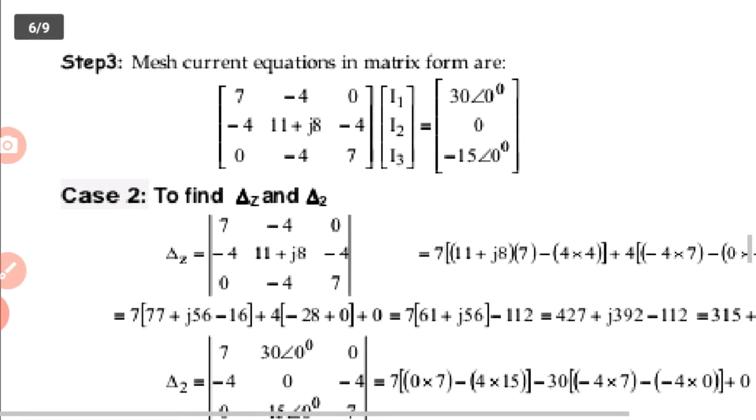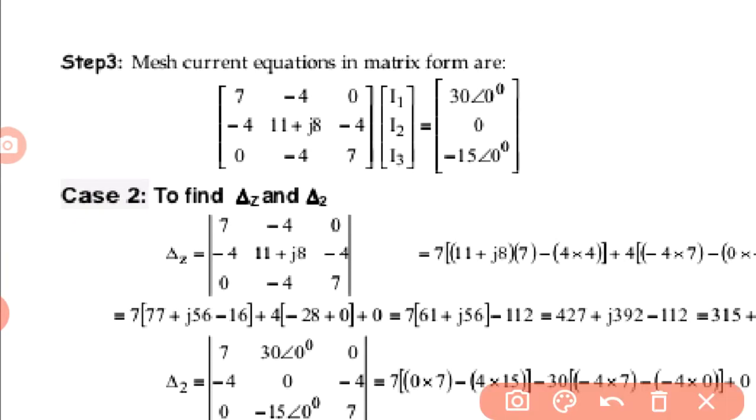After that, we put these mesh current equations in matrix form. Already we know how to represent these equations in matrix form. Then find out the total current flowing through this circuit. Before that, we have to first determine delta Z, that is the determinant of this matrix. So delta Z is equal to 7 into 11 plus j8 into 7 minus 4 into, arranging them; we know how to determine delta Z.